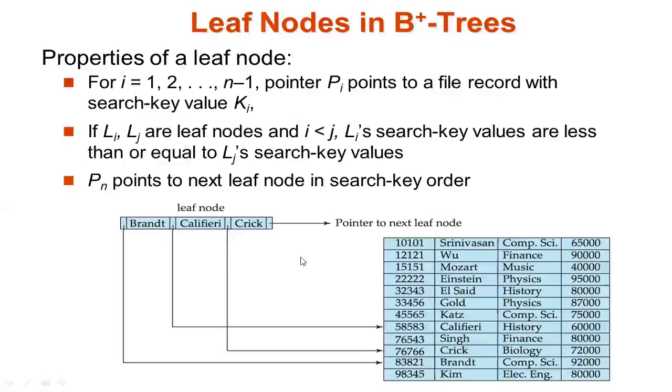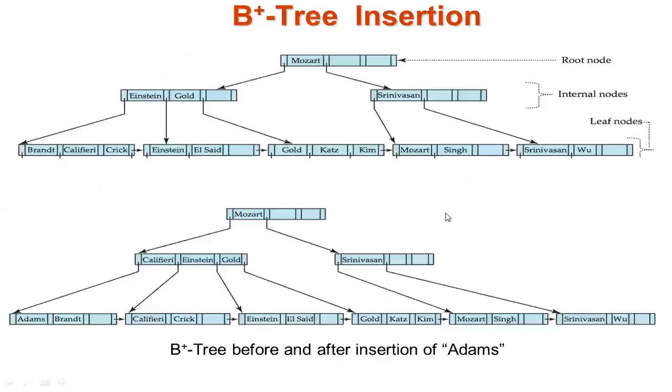Okay, similarly what you can do, you can make a pointer to the index file, and then suppose you are going to have more leaf nodes, and from one leaf node you have to make a pointer to another leaf node like this.